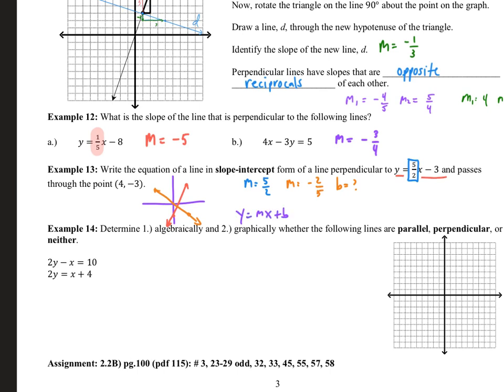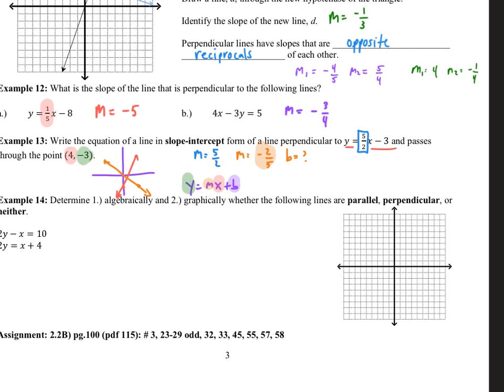We're trying to find out what b is. If we don't know what b is, that means we have to know everything else. Well, we know what m is, we just found that. And we also know an x value and a y value. So I can plug all of those things in. My y value is -3 equals m, which is -2/5, times x, which is 4, plus b. We're going to solve for b.